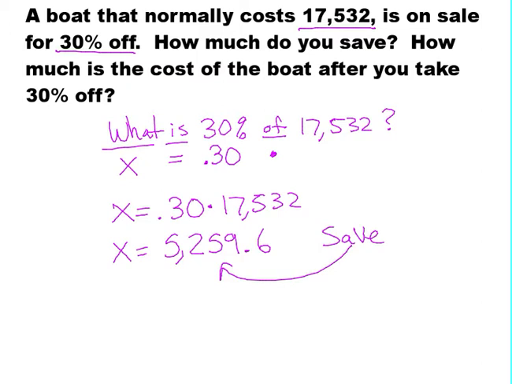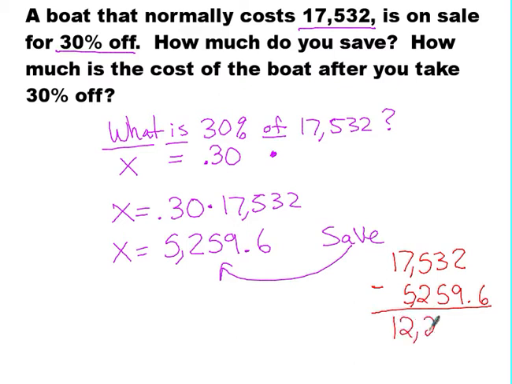Now, the second question says, how much is the cost of the boat after you take 30% off? Well, the original cost of the boat was $17,532. So we're going to subtract from that $5,259.60. Once we do that, we get a remainder, a leftover amount of $12,272.40. So that's how much this boat will cost us after the discount.